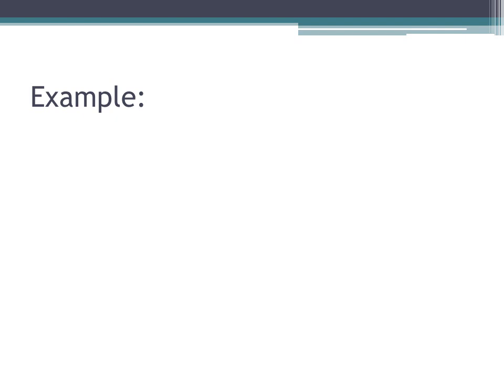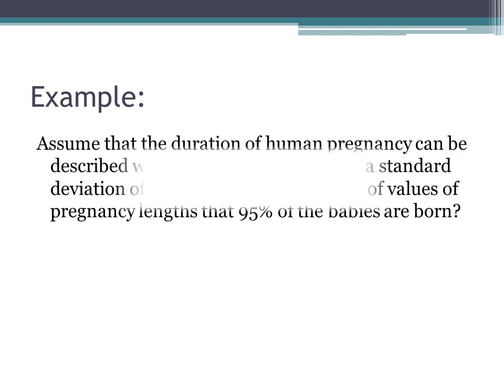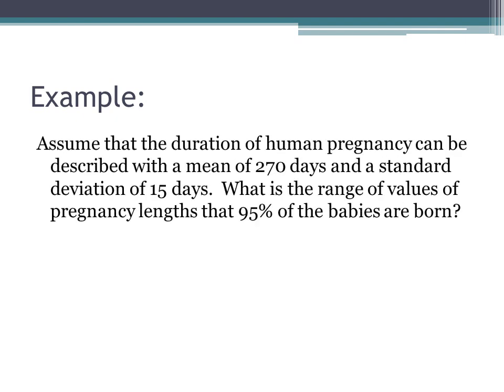There are many phenomena in health science where the empirical rule can be applied. Take, for example, the duration of pregnancy. Suppose the average mean pregnancy is 270 days and the standard deviation is 15 days. What is the range of days that 95% of pregnancies have?